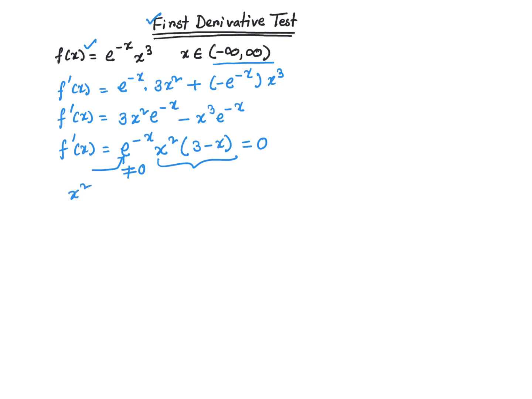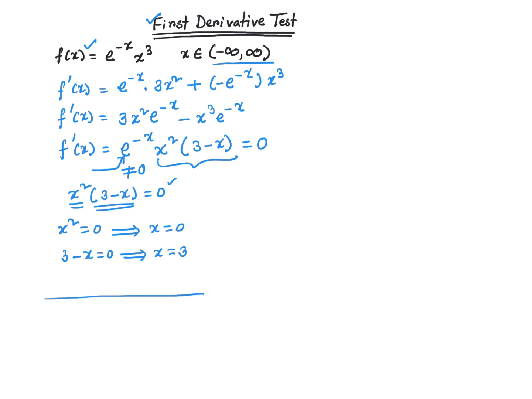So x squared times 3 minus x is equal to 0. Either this is 0 or this is 0, because you are multiplying two numbers and your end result is 0. So one or the other has to be 0, right? If x squared is equal to 0, then x must be equal to 0. And if 3 minus x is equal to 0, then x is equal to 3. So we have two critical points on the number line, 0 and 3.